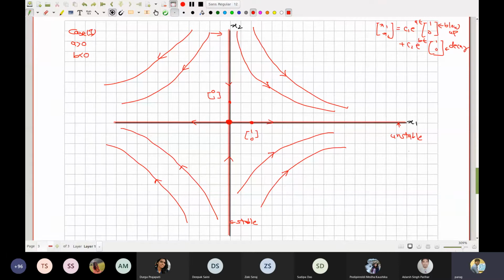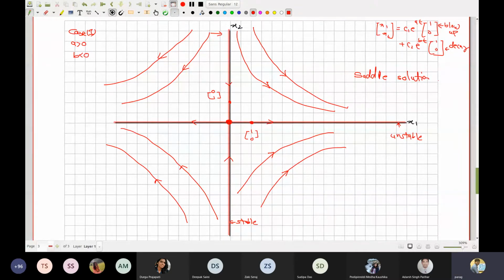You can do the similar analysis for all the parameters. Now you see what is the nature of this solution. This solution is called saddle solution.